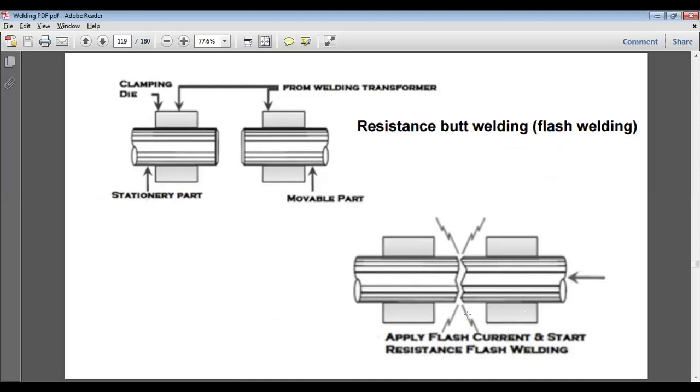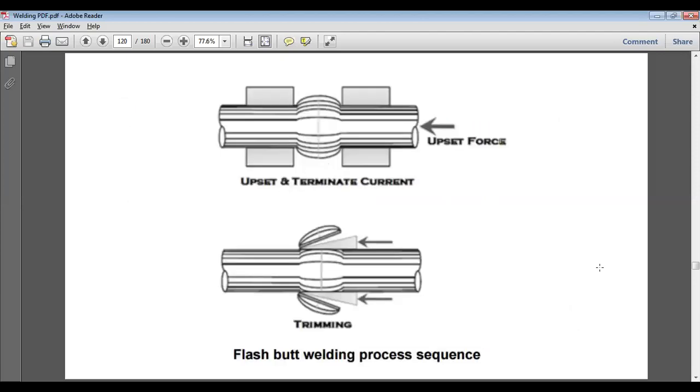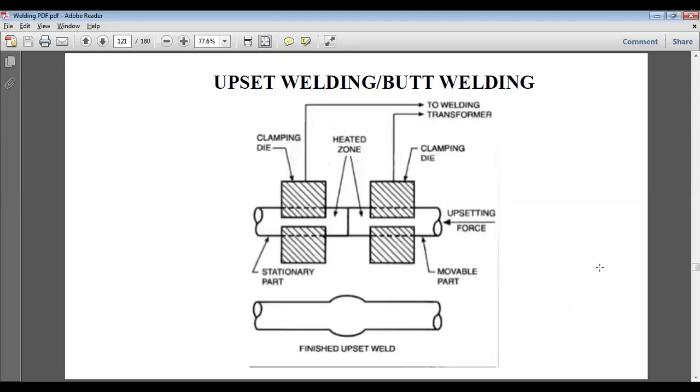You can see both are almost similar. Flash welding and resistance butt welding, you can see. So this is also called flash welding. Then upset and terminate current, these are flash butt welding. Upset welding.